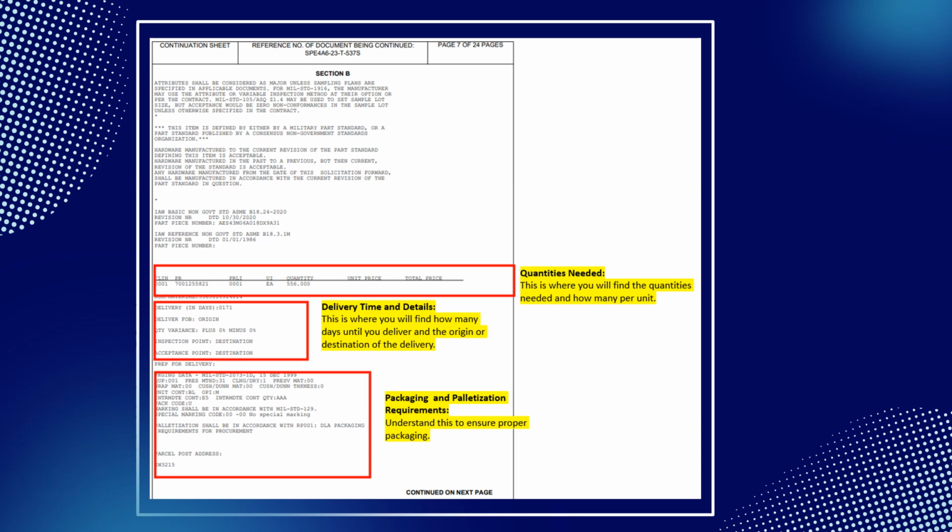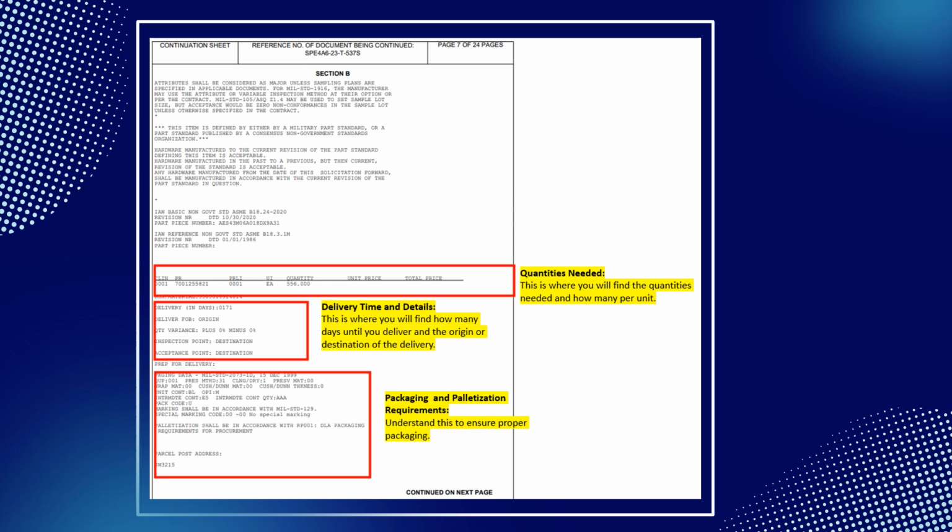Now let's focus on delivery time and details. This section tells you when and where the government expects your delivery. Review the schedule carefully to make sure that you can meet their timeline. Factor in any potential delays from your suppliers or logistics partners so that you can plan ahead and avoid overpromising.